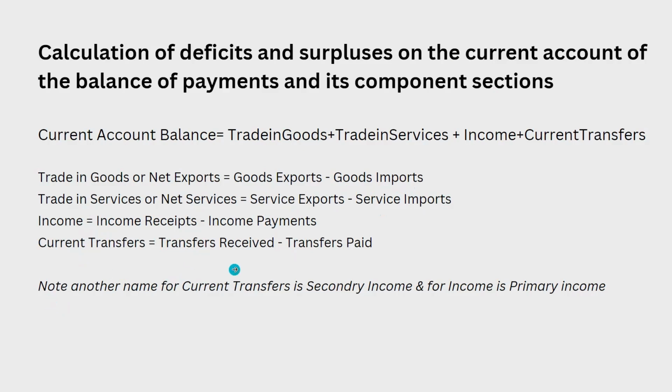There's a point to be noted that another name for current transfers is secondary income and for income is primary income. Like over here, it could be either trade in goods or net exports, trade in services or net services. In some questions or in some textbooks, income could be called primary income or just the word income. And for current transfers, the other name they could have used is secondary income. So they both are the same thing. It's just that some textbooks write it in a different way, and maybe the same thing is reflected in the examination. So don't get confused on that part.